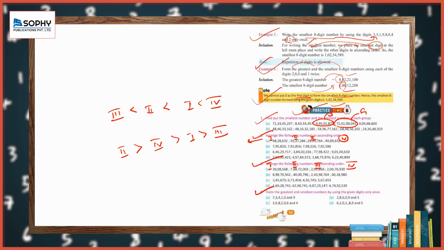In the next one, we have to form the greatest and the smallest number using the digits only once. So the greatest number will be, very good, students, 974310, and the smallest will be 103479.